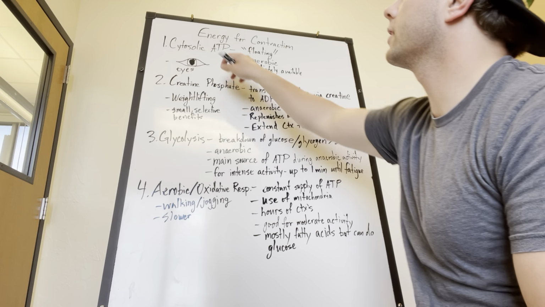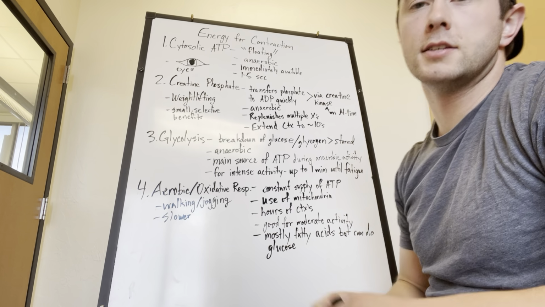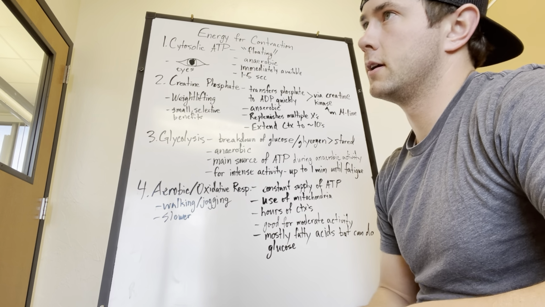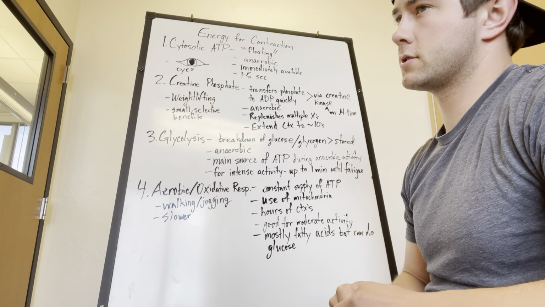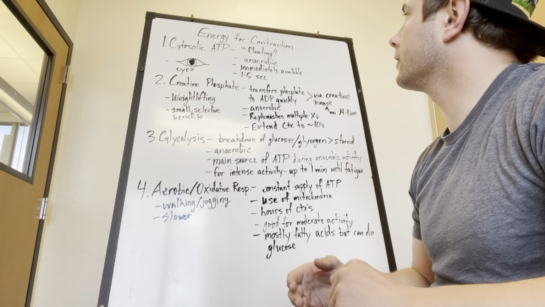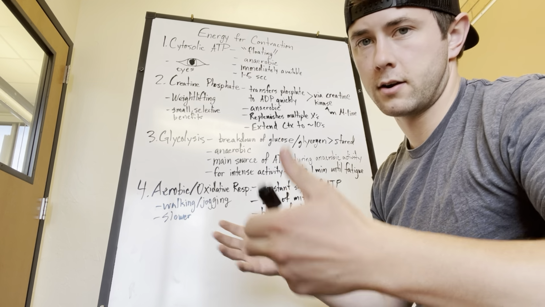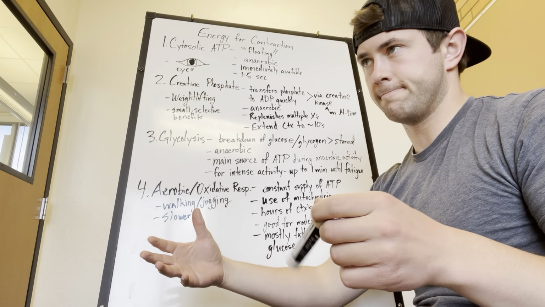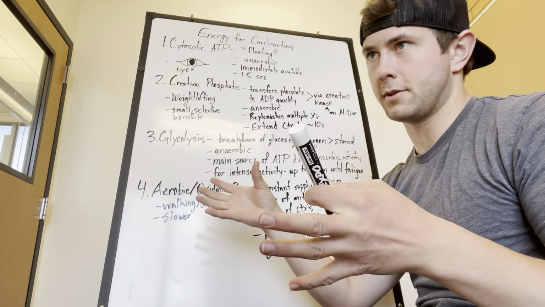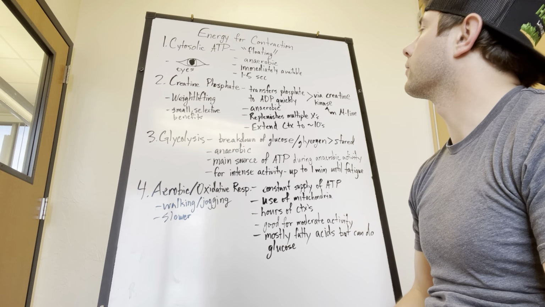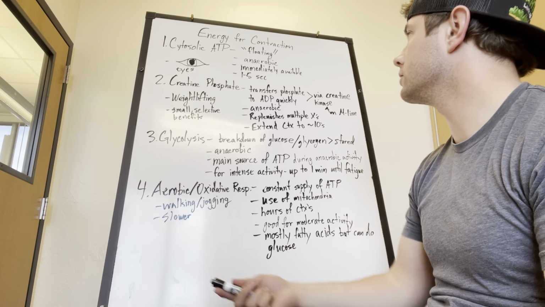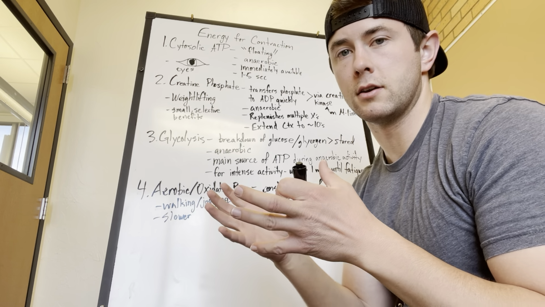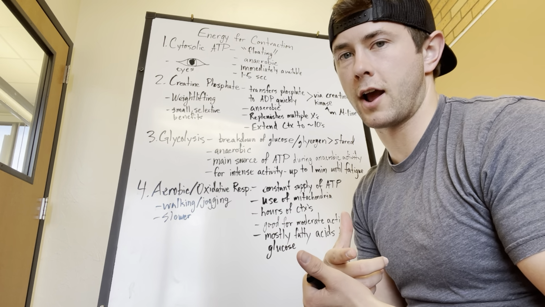So starting off, we have cytosolic ATP, and this is kind of free floating around in the cytosol in your cell. There's not a ton available, but it is free floating. It's anaerobic. You don't need oxygen to use it. It's just immediately available, and so it's going to be used for the smaller contractions.